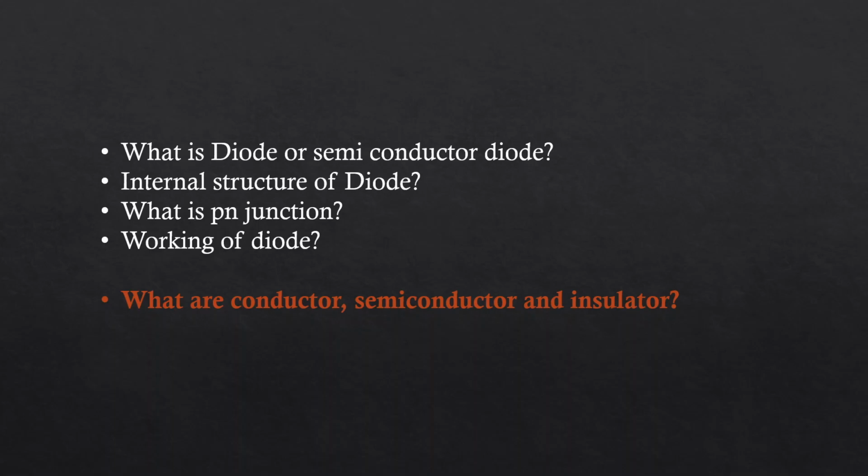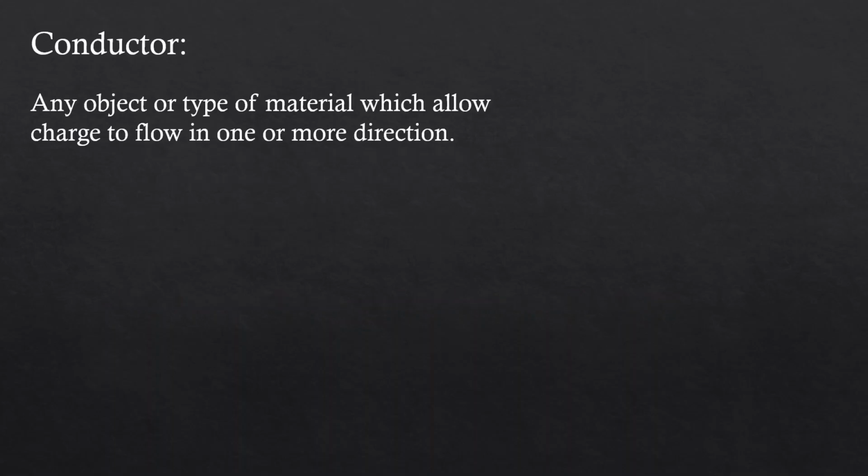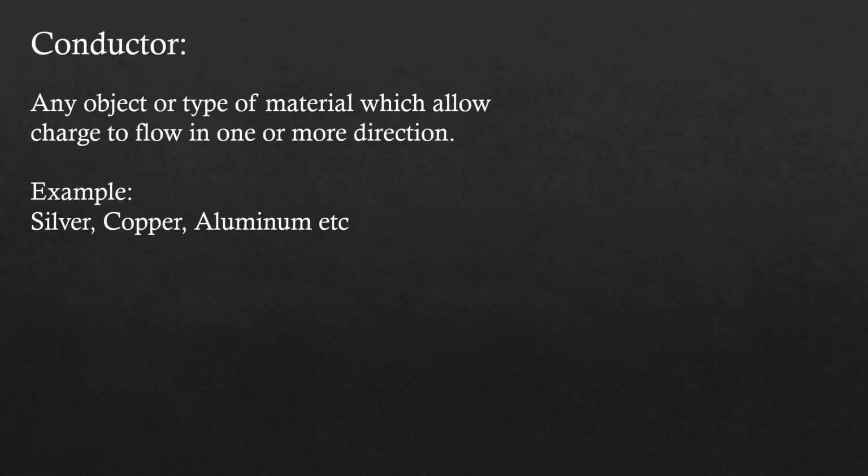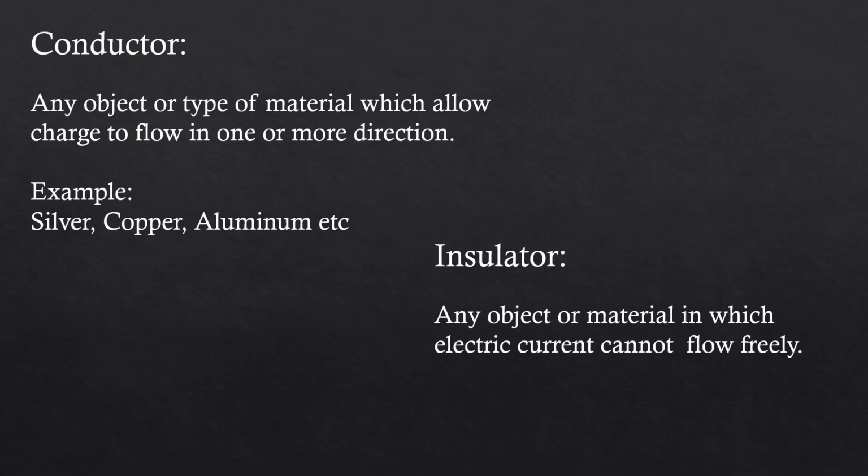So start with conductor. A conductor is any material or object which will allow charge to flow in one or more directions, such as iron, silver, copper, aluminum, etc. What are insulators? Insulators are the opposite of conductors, which do not allow current to pass through them. Any object or material in which electric current cannot flow freely, such as rubber, glass, paper, etc.